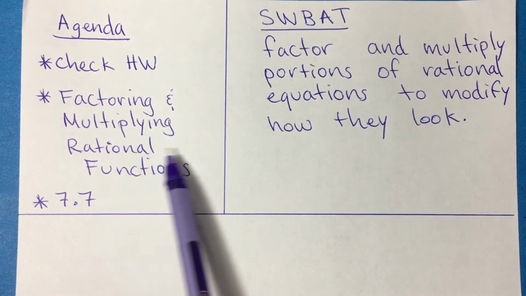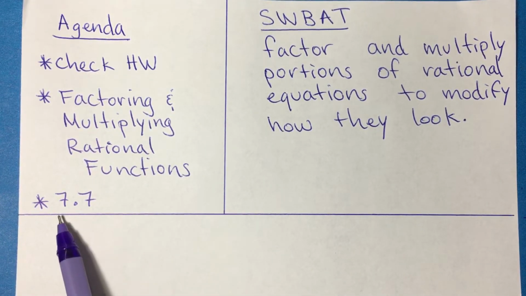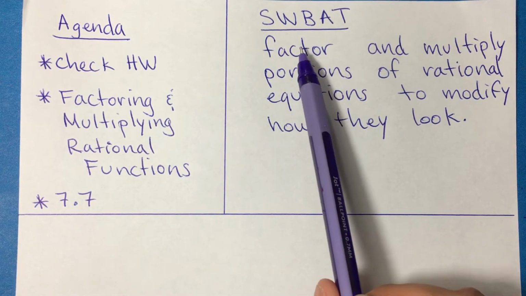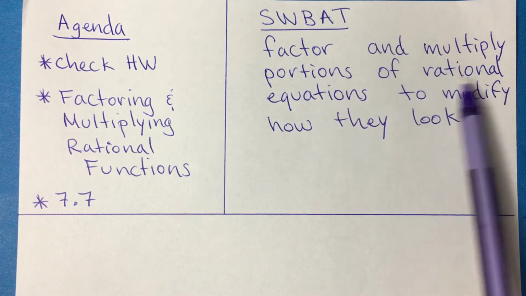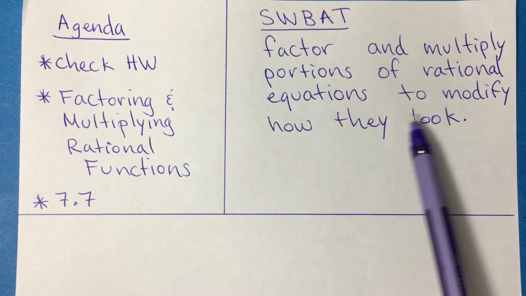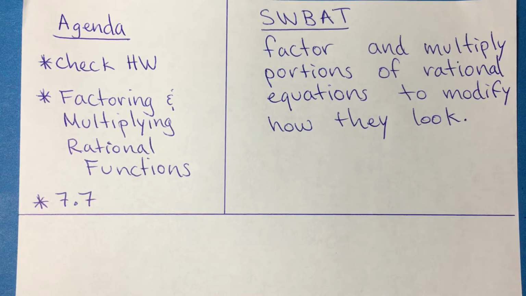We'll be factoring and multiplying rational functions, and you will be able to do 7.7. Today, students will be able to factor and multiply portions of rational equations to modify how they look. We will also, if we cancel, continue to work with holes. So today we are not going to graph, but we will be finding those holes in the graph if we were to graph the functions.